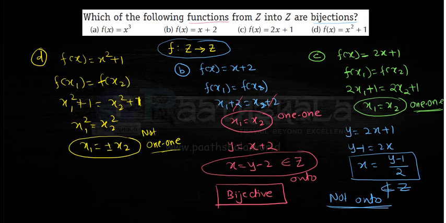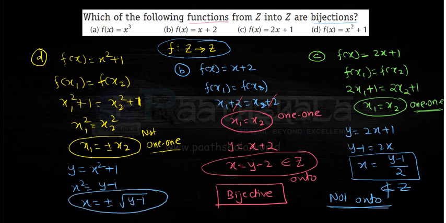For that we need to consider f(x) equals y, that is y equals x square plus 1. So we can write x square equals y minus 1, that is x equals plus or minus root of y minus 1. So here we can see if y minus 1 is a negative number, then the square root is not defined because x and y belong to only Z. We will get imaginary numbers, hence it is not an onto function as well. So here option B is the correct option.